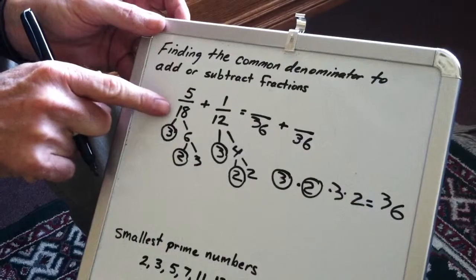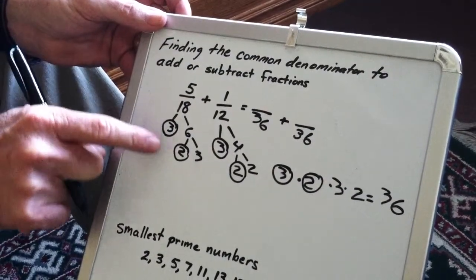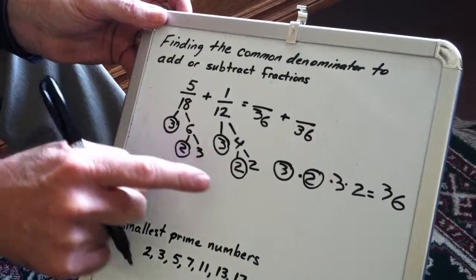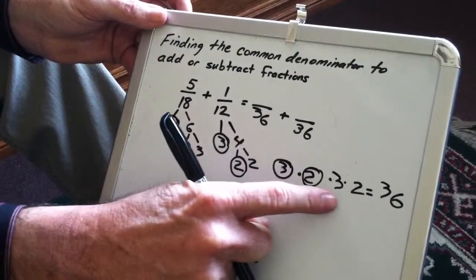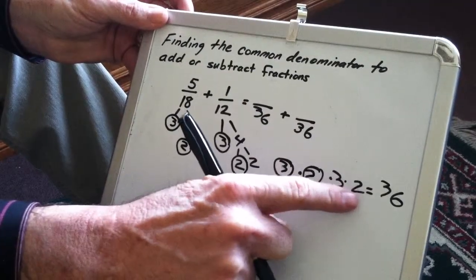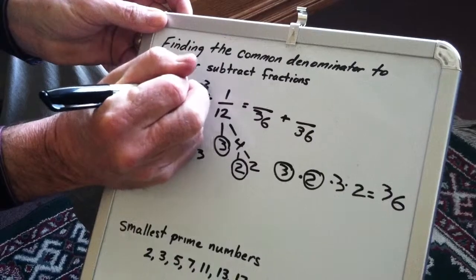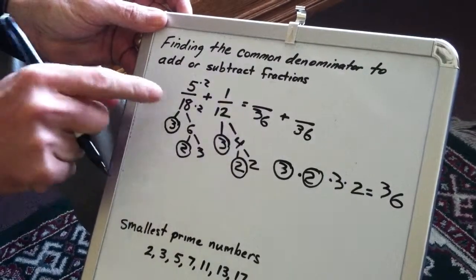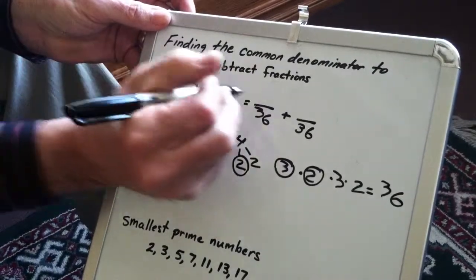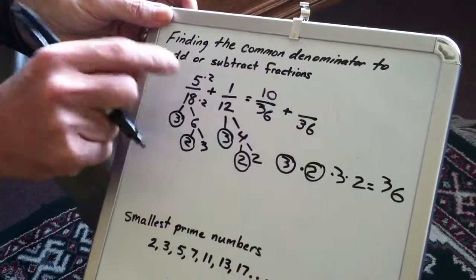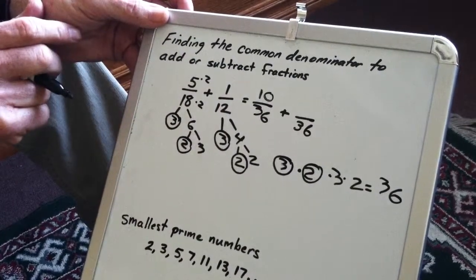Well, the neat thing is, we can go back here to 18 and we see that 18 is made up of 3, 2, and 3. Let's go look at our mystery number. It's made up of 3, 2, and 3. What's missing? That 2 is what we have to multiply this fraction by, top and bottom. 18 times 2 is 36, and 5 times 2 is 10. 5/18 is equivalent to 10/36.